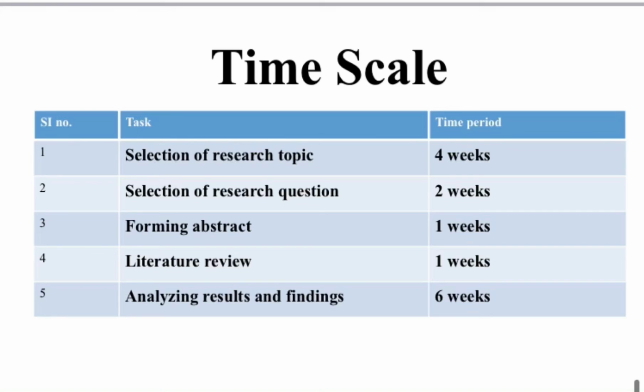Now, the time scale or the Gantt chart. The selection of the research topic took 4 weeks and the selection of the research question took 2 weeks. Forming the abstract took 1 week, the literature review 1 week, and analyzing the results and findings took approximately 6 weeks.